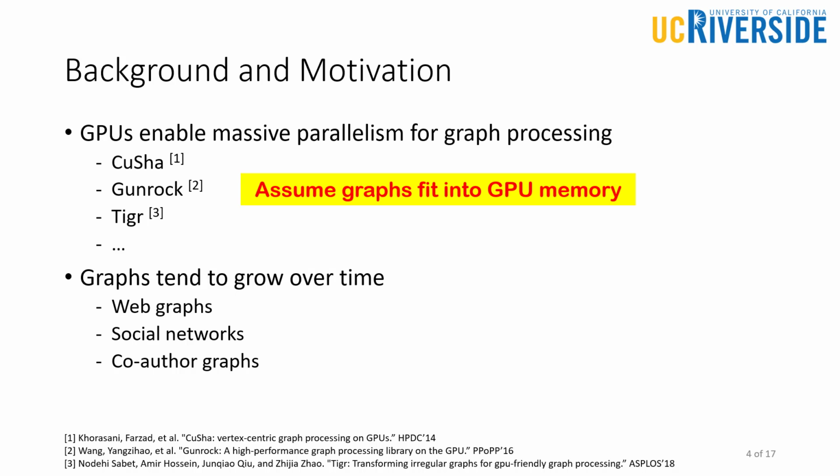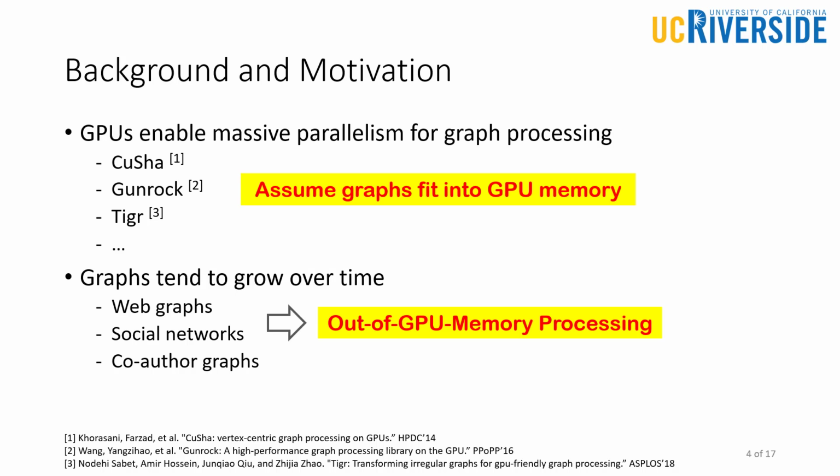However, in practice, real-world graphs tend to grow in many applications. For example, the size of web graphs increases as more web pages are crawled. In social networks, as new users join and build new relations, the graphs become larger and larger. Once the input graphs become too large to fit into the GPU memory, either we deny processing the graphs or we have to switch to out-of-GPU memory graph processing.